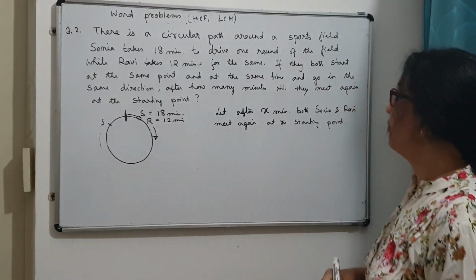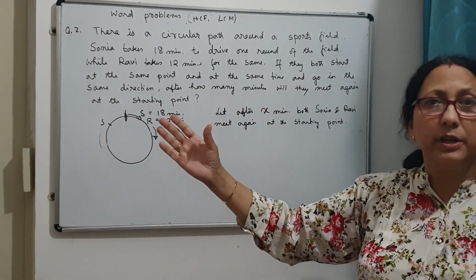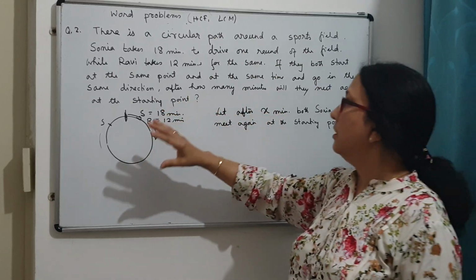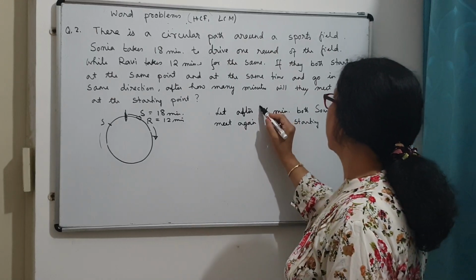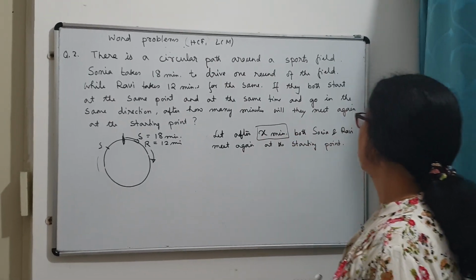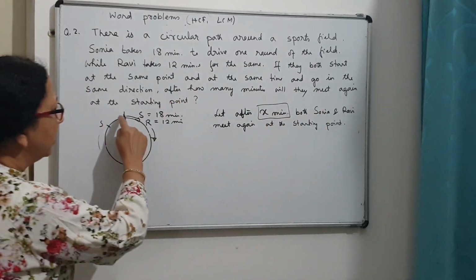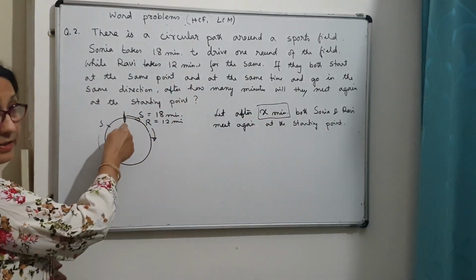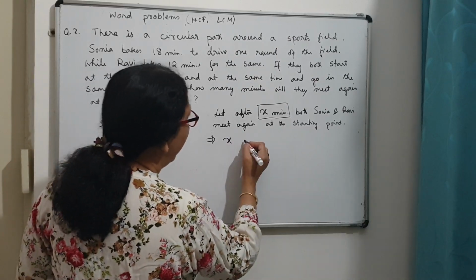So whatever you have to find, we take this as an unknown variable. Then it will be very easy to formulate the solution. So you see, now this x minute. In x minute, both Ravi and Sonia are completing rounds. They are here at the starting points.